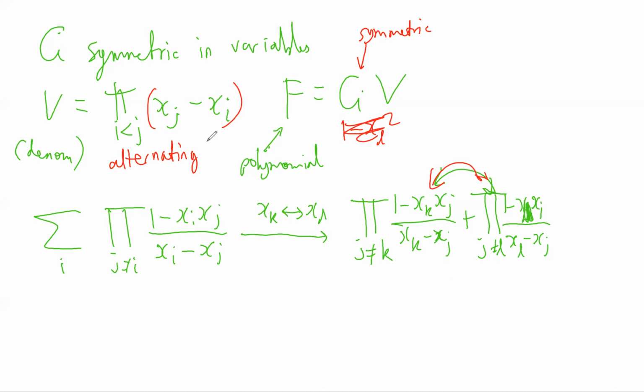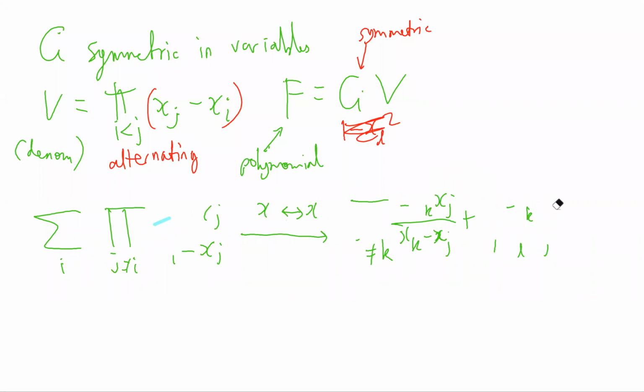So every time you swap one of them, it's out of order. It puts it out of order. How do we show it's alternating? So how do we show that V is alternating?